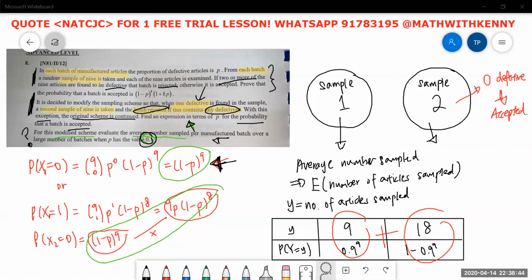Is something wrong? It can be 9 articles. If sample 2 is 0 articles, evaluate the average number sampled per manufactured batch over a large number of batches.